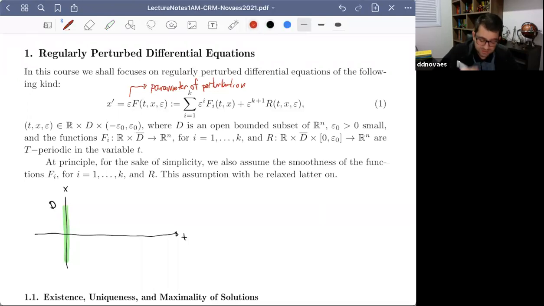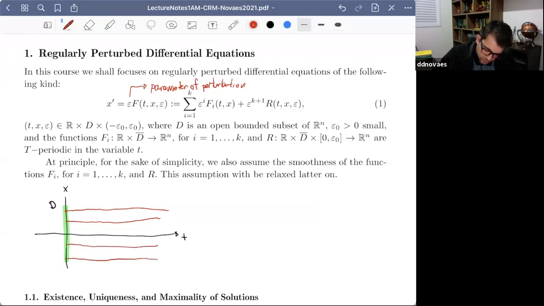For the unperturbed system, for each initial condition that I take in the domain, the solution passing through this initial condition is the constant one, for every initial condition. So we can see these solutions as being T-periodic. All the solutions of the unperturbed system are T-periodic functions.